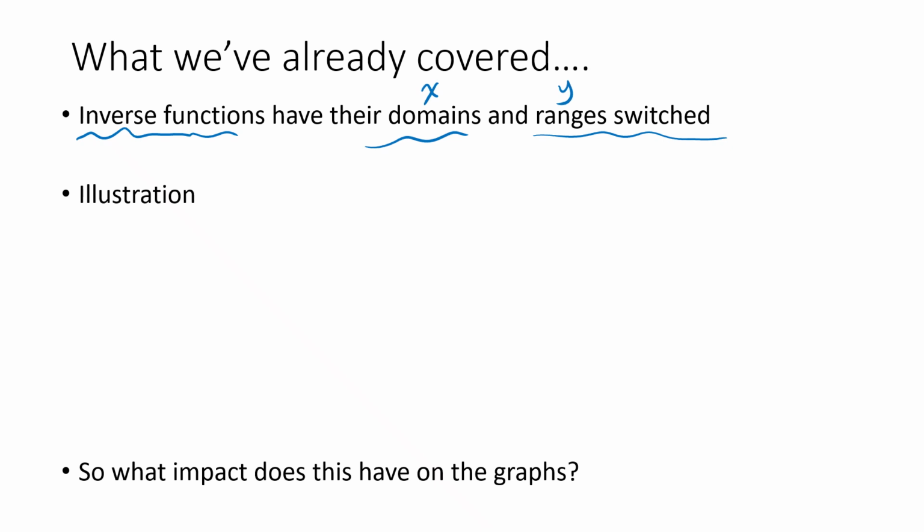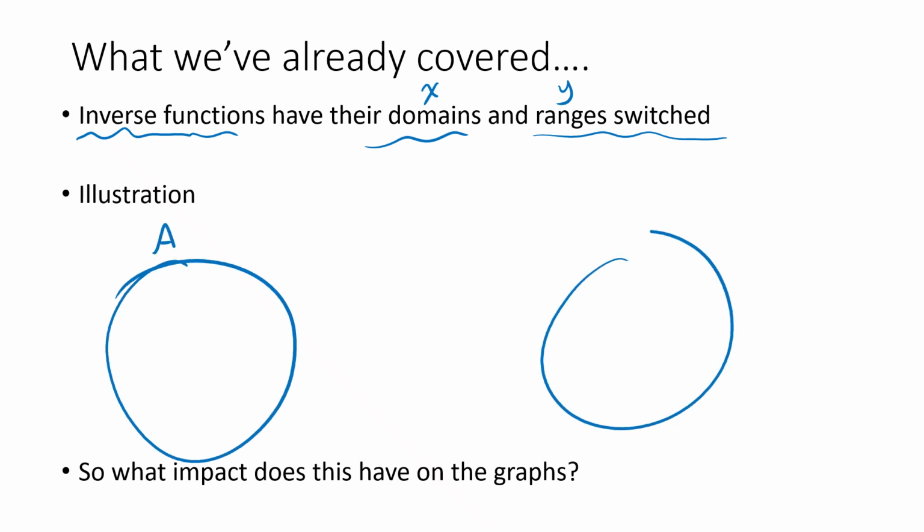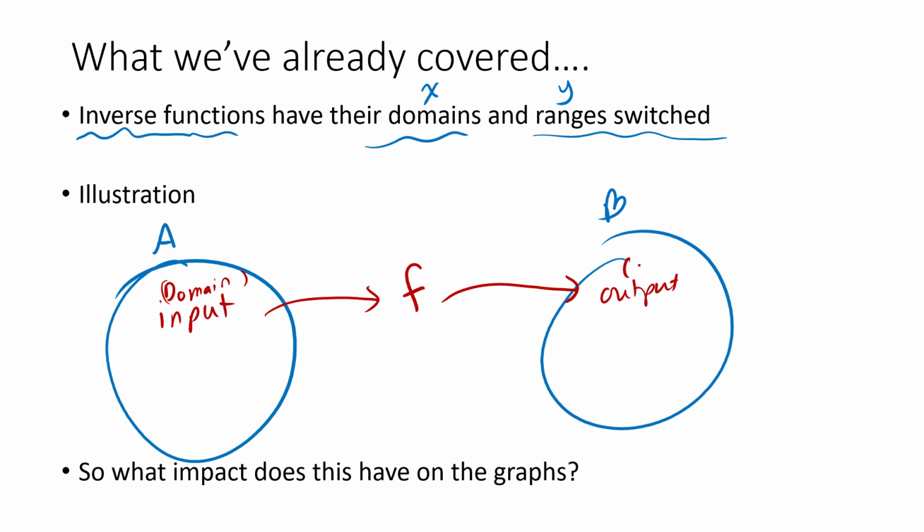As an illustration of this, let's say you have a set of numbers. We'll call this set A, and then this other set of numbers over here, set B. For our original function, we'll just call it function f. f will pull something from set A, meaning the domain, so this would be our input. It'll pull something from there, and it will output something in set B. And this set of numbers over here would be its range.